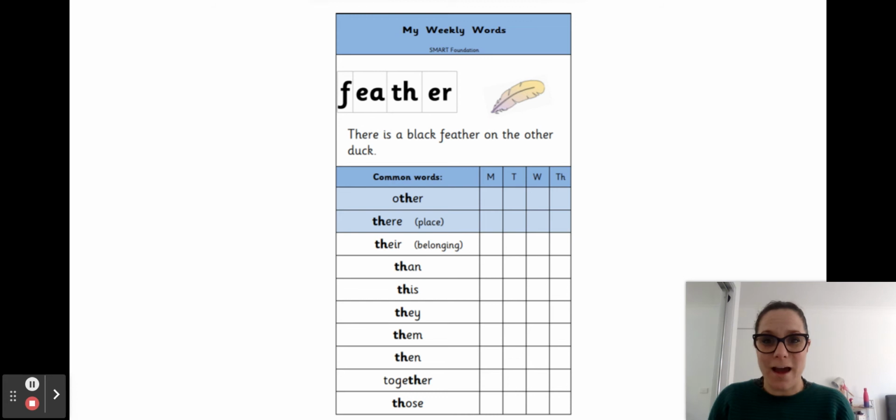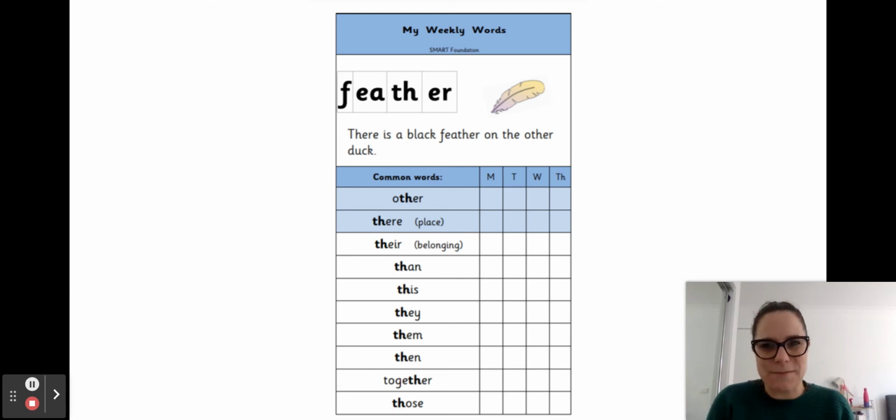Of course, it's week nine. Our word of the week in week nine is feather. Can everyone say feather? Good. The sounds in feather are f, e, f, e. The letters in feather are f, e, a, t, h, e, r.